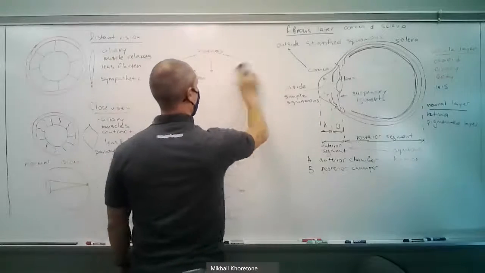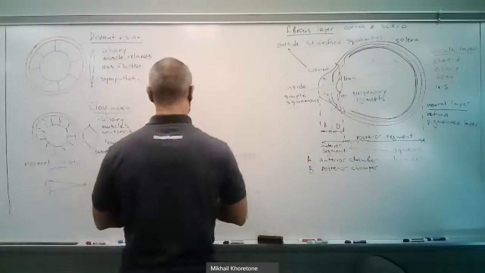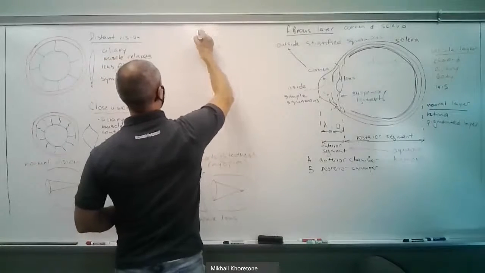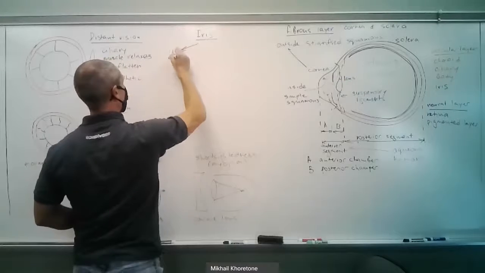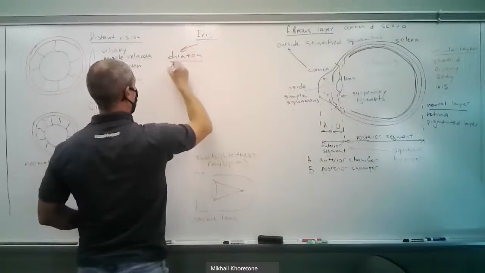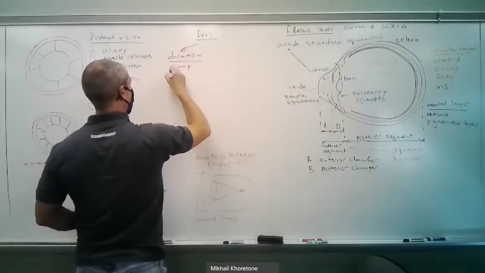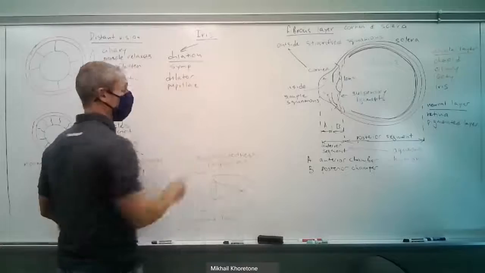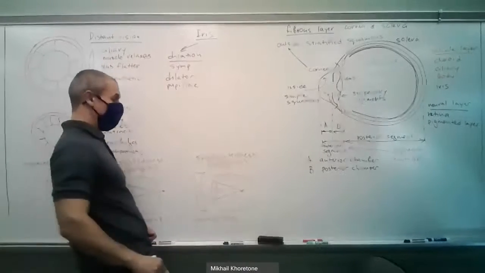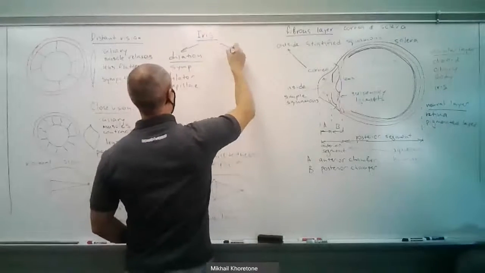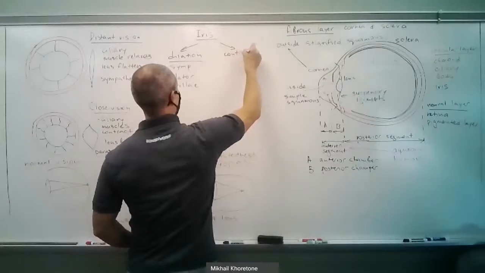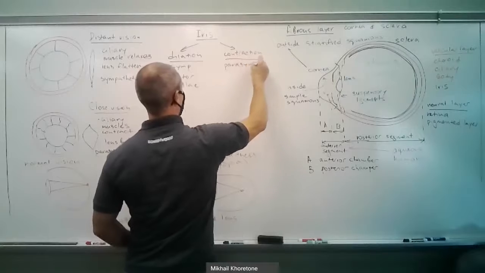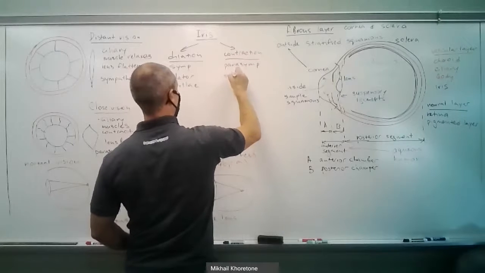A few words about the iris. Dilation is under sympathetic control, and the muscle is dilator pupillae. Those are smooth muscles, so they are under involuntary control. Contraction is under parasympathetic control, and it's done by the sphincter.